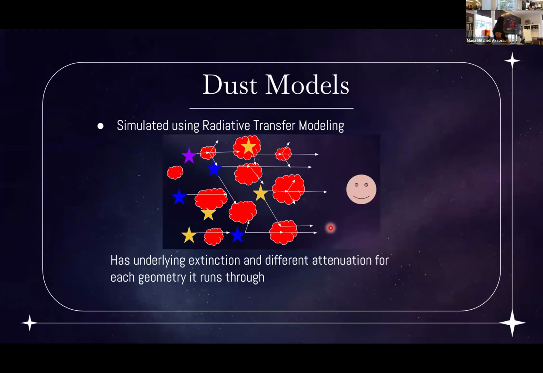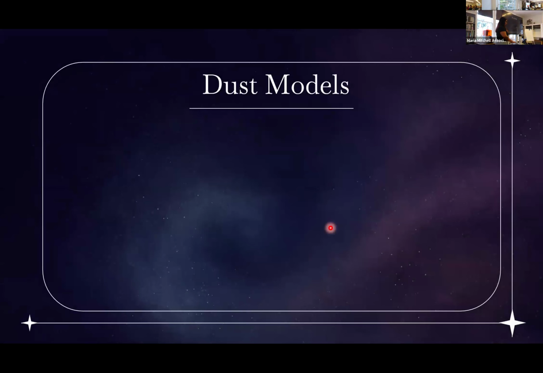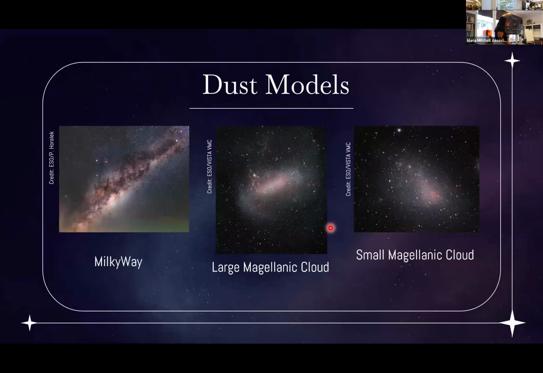Some of the light is absorbed, some of it is scattered in other directions, and some of the light comes through to us. By using radiative transfer modeling, the simulations give us both extinction curves, so what the dust itself does, and the attenuation curves, what is happening in between the stars with all of the dust mixed in. And when we run those simulations, we can run them with different types of dust.